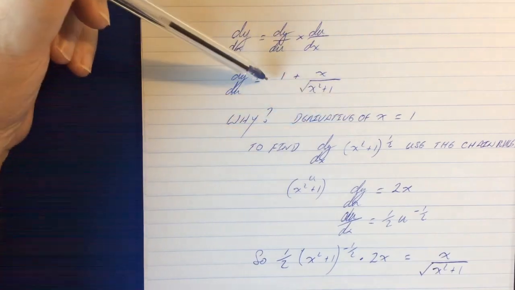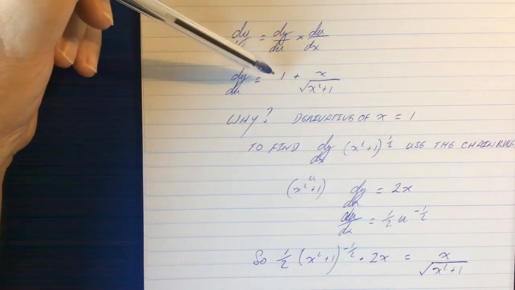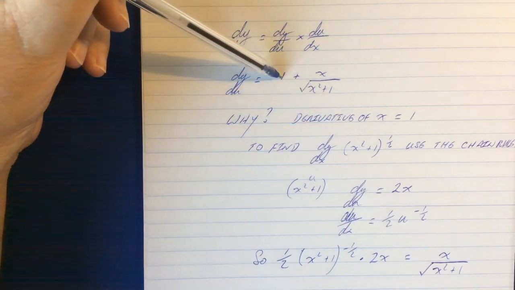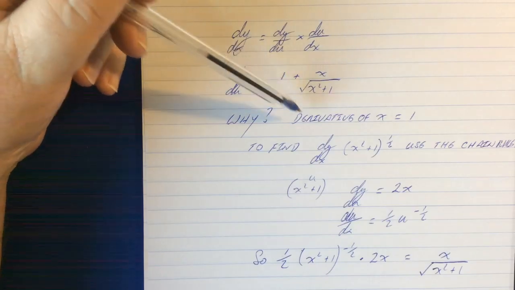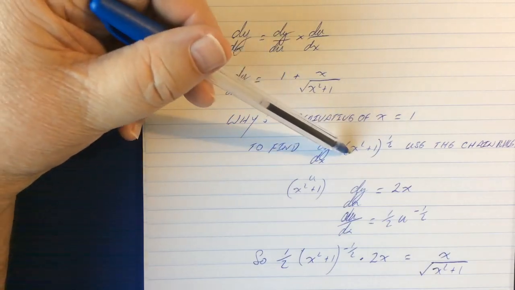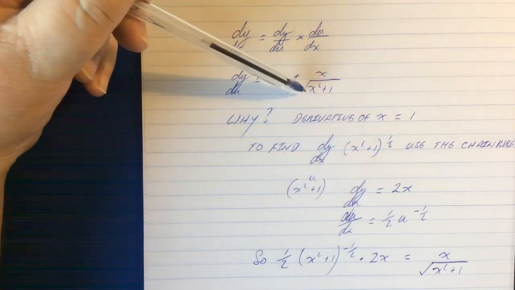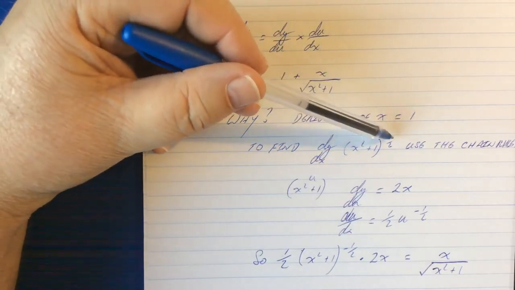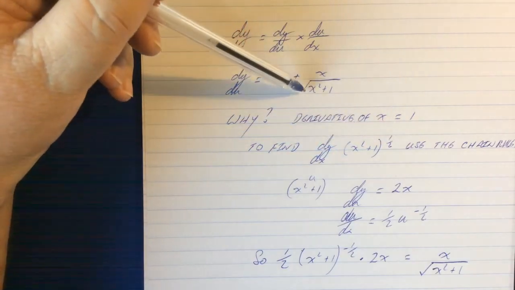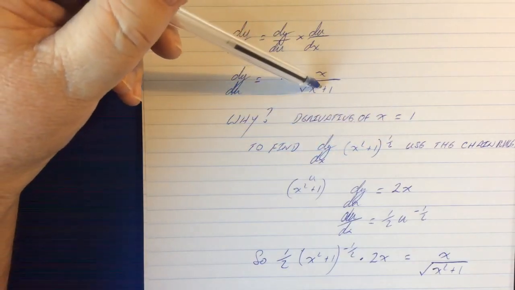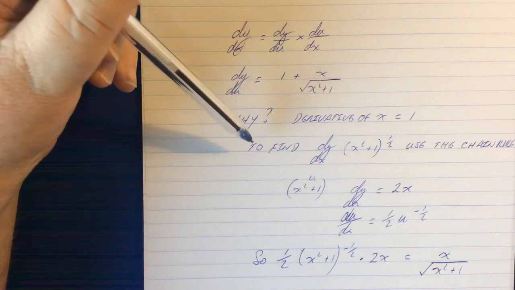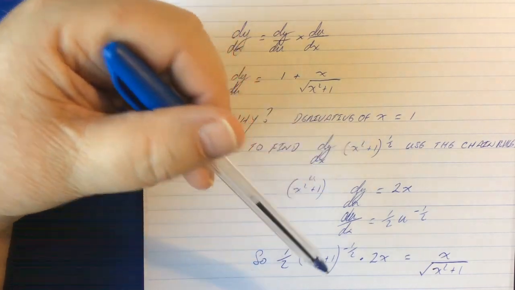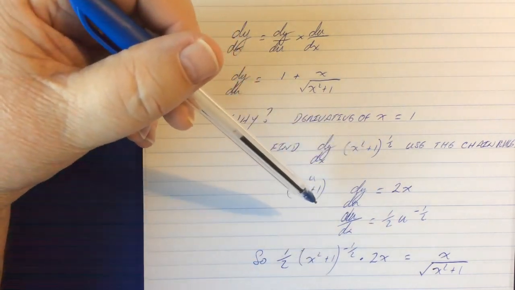So the derivative of x is 1. So that's not a great problem. What we're really looking for is the derivative of the second part of this, which is (x² + 1) to the half, or the square root of x squared plus 1. Okay, now to find that, we need to use the chain rule.